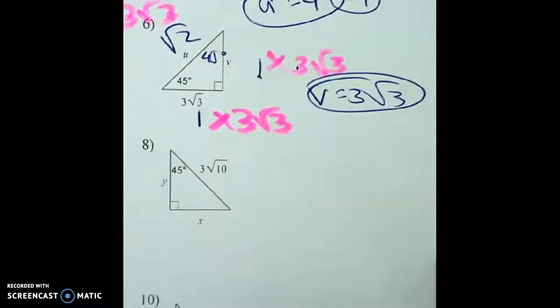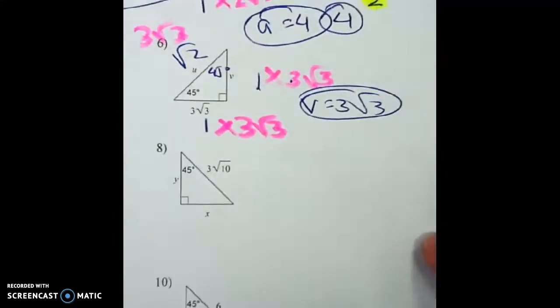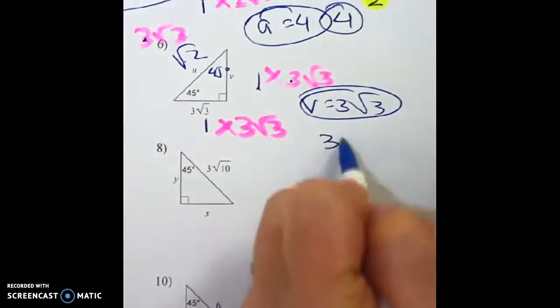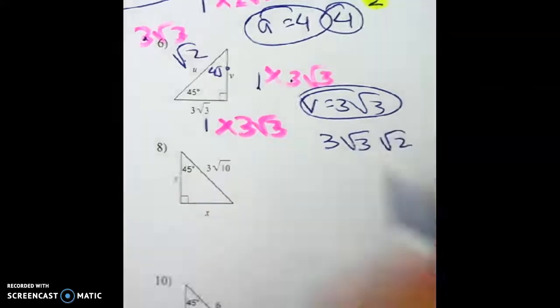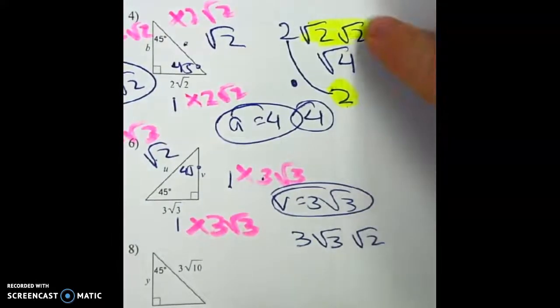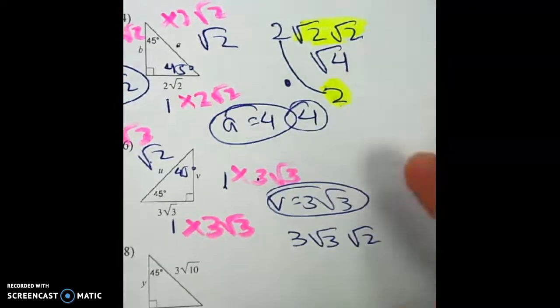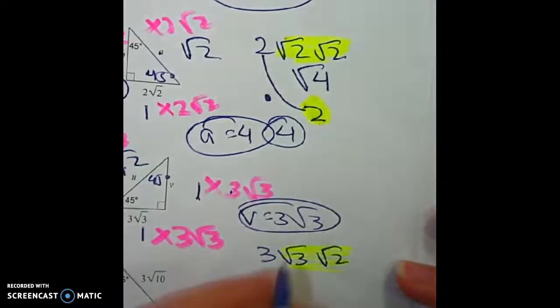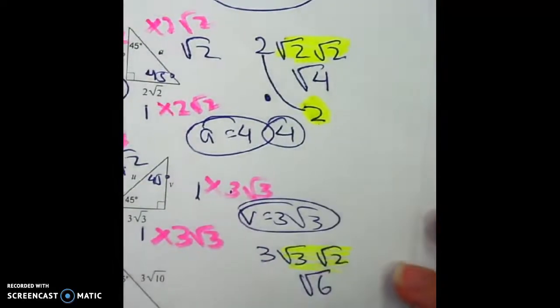Okay. And then let me zoom out a little bit. And then when I do this one, I'm going to go 3 rad 3 times rad 2. So I'm going to write that out. 3 rad 3 times rad 2. So remember in the above, I went rad 2 times rad 2 is rad 4. So I'm going to go rad 3 times rad 2 is rad 6, or square root of 6.